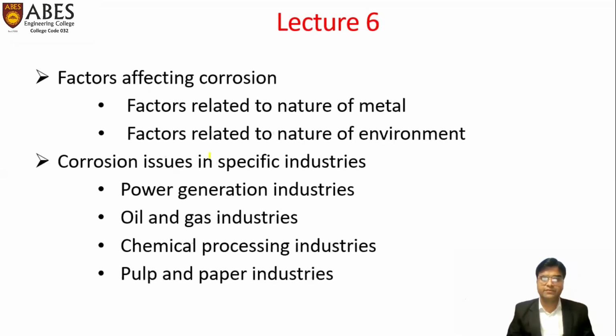In the next lecture, we shall discuss about the factors which can affect the rate of corrosion. Here, the factors are divided into two categories: the factors which are related to the nature of metal and the factors which are related to the nature of the environment. After that, we shall discuss about the corrosion issues which are specific to certain industries like power generation industries, oil and gas industries, chemical processing industries, and pulp and paper industries.